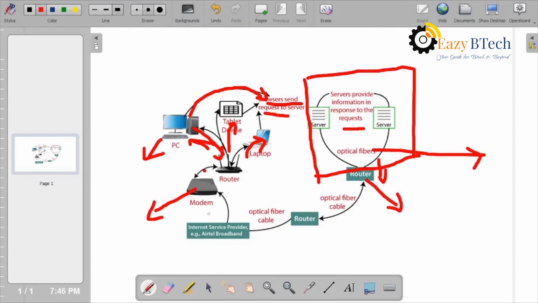Okay, internet service providers. Airtel broadband means this is one of the telephone line communications. That will be connected by using an optical fiber to the router. So this router will be connected to the server. So this is the whole process of how the internet is connected to the client and the client to the server, and in between, what are the different types of network hardware we are using to form a particular network.